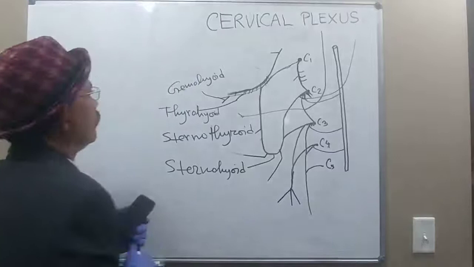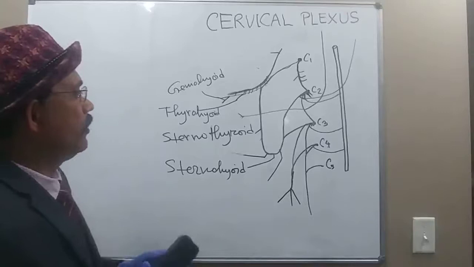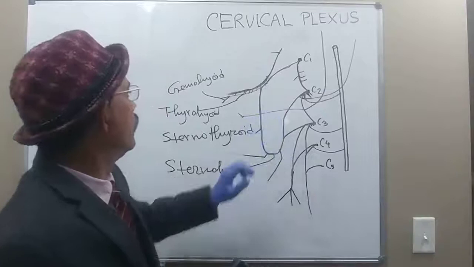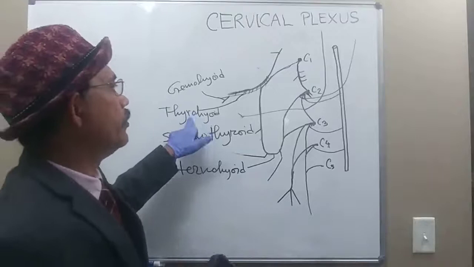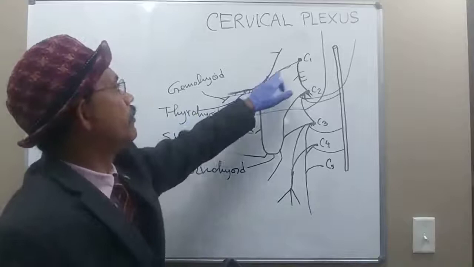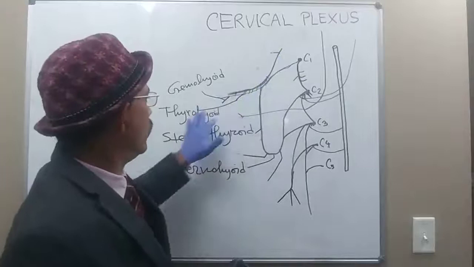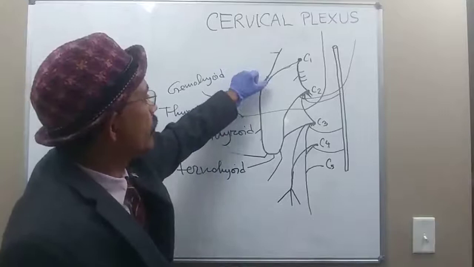Okay, so again, to summarize the ansa cervicalis: it innervates mostly the infrahyoid muscles, the strap muscles. But the thyrohyoid is not getting innervation from the ansa cervicalis. Thyrohyoid is getting innervation directly from C1 that passes via the hypoglossal nerve, but it is getting innervation from C1, not from the hypoglossal nerve. This is just a close contact between the hypoglossal nerve and C1 by a fibrous sheath.